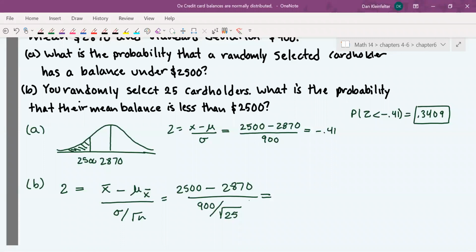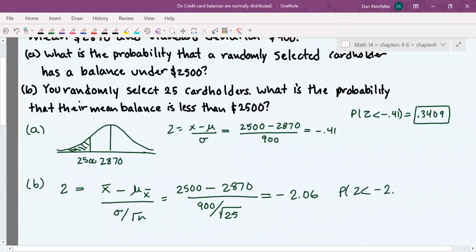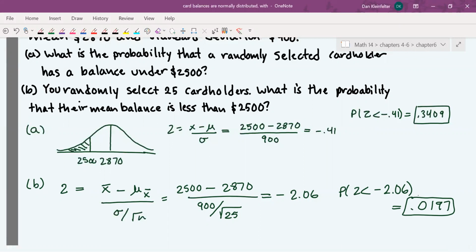Be careful when you type all this stuff into your calculator. You get negative 2.06, which gives 0.0197. So the probability is a lot less. It dropped down from a 34% chance to just under a 2% chance, because we're talking about the mean of a group rather than an individual.